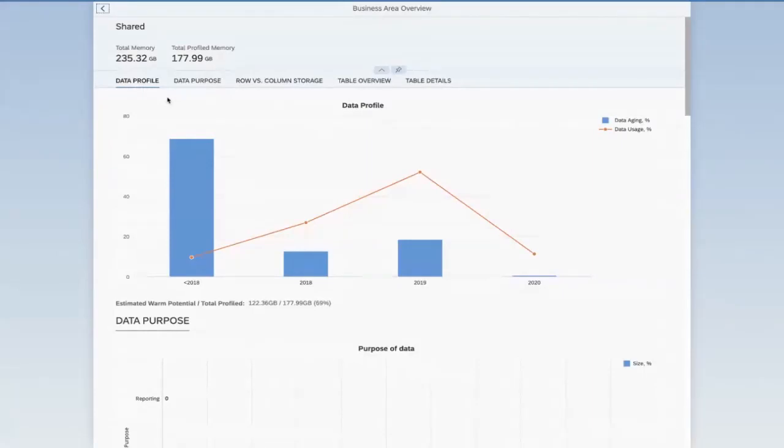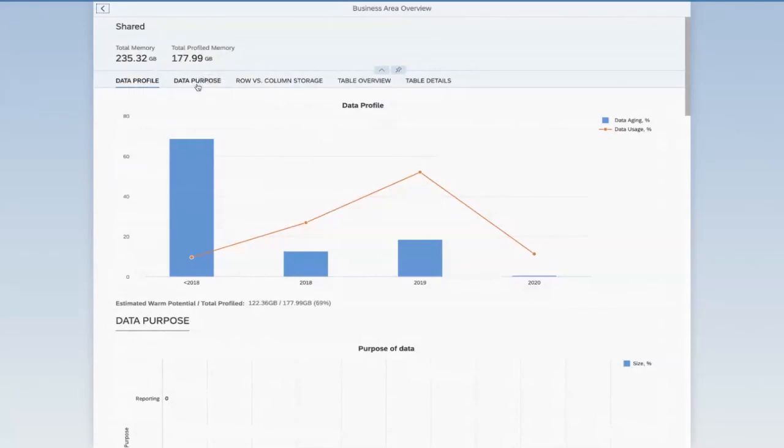And we again start off with those two important measures that we were referring to: the data aging, how old is the data that we profiled for this business area, and to what extent is it used. And here you also see very clearly that picture that Matt also showed earlier in the presentation, that older data is in general less used. So you probably want to have a look and see what you can safely move to a different type of storage, either to make space for a new project or perhaps to save you some money.